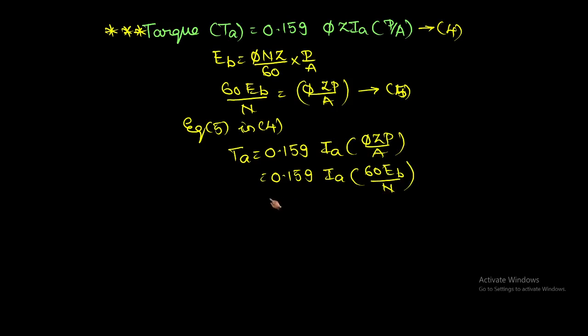So finally, if you multiply by 60, we get the armature torque as 9.55 into EB into Ia divided by N. This is one more formula you have to remember, very important. The armature torque will be 9.55 into back EMF into Ia divided by N. So let us come to the other torque.